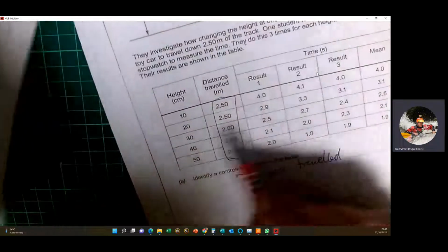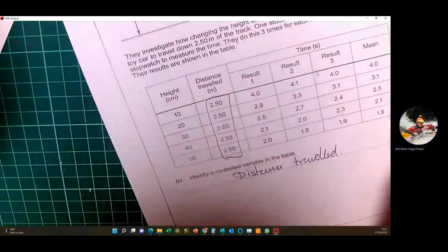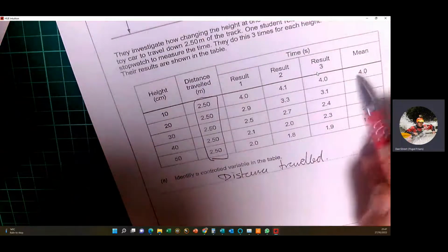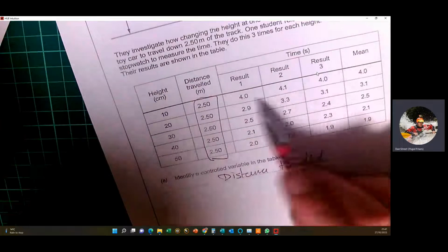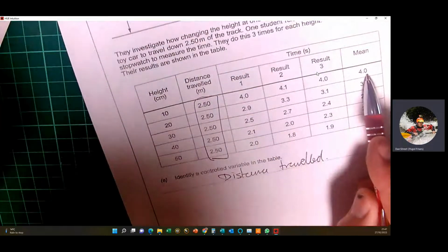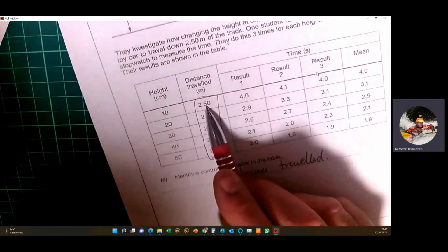Okay, so we look back at our table, and you can see that at 10 centimeters, the mean time has been calculated for us as 4 seconds. If you did the calculation, you actually find it's 4.03, but it's 4 seconds to 1 decimal place. And we know the distance travelled is 2.5 meters every single time.